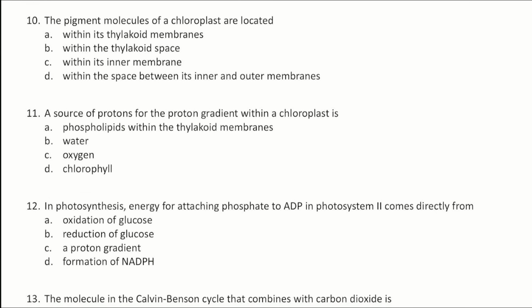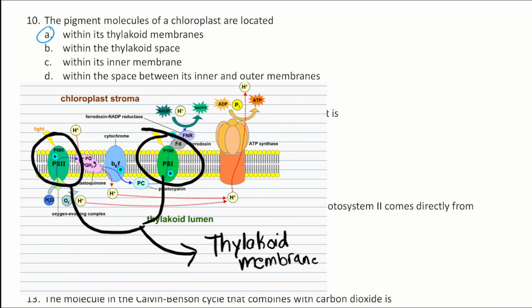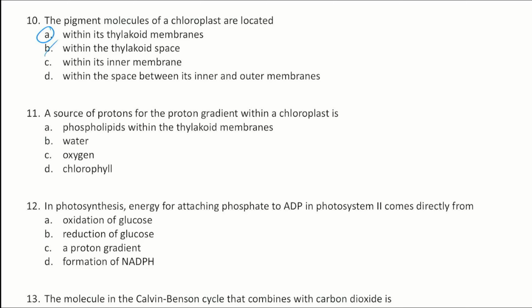Alright, now we're going to do some practice problems on what we've just learned. Number 10 asks us, the pigment molecules of a chloroplast are located where? So, pigment molecules, remember we discussed this, photosystems typically have the chlorophyll within them, which help us excite our electrons. Where does this all happen? Within our thylakoid membrane. So A is going to be our answer, because again, we have the thylakoid membrane, which contains our photosystems. Our thylakoid space wouldn't make sense either, because our thylakoid space is the stroma.